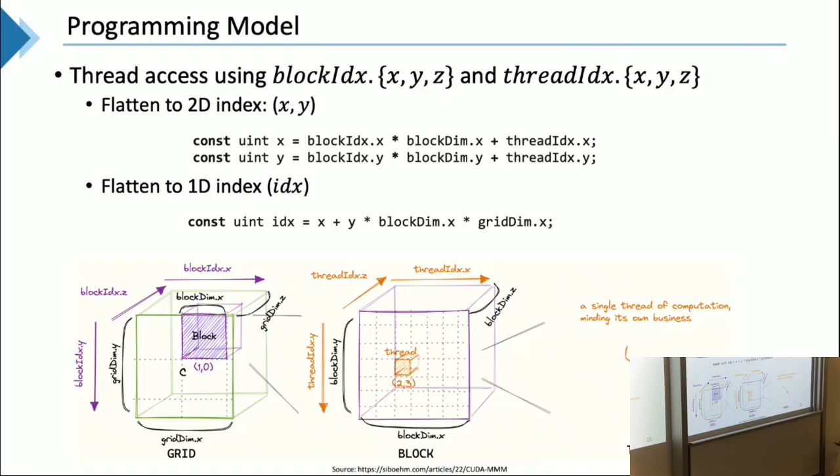For example, we have this block index XYZ and thread index XYZ. So what we need to do is, let's say we have a global 2D index. We just flatten this thread index, this nested thread box.